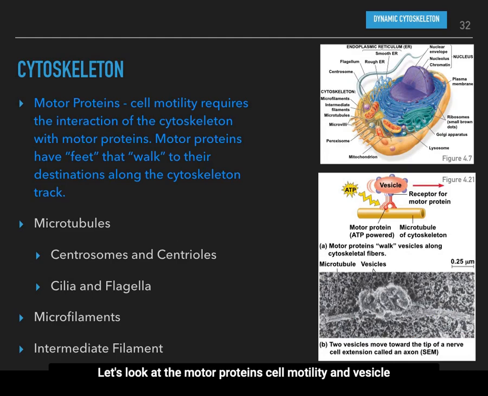Cell motility and vesicle trafficking within the cell requires the interaction of the cytoskeleton with motor proteins. Motor proteins have feet that walk to their destination along the cytoskeletal track. A figure of a motor protein attached to a microtubule is shown on the right. The motor protein resembles an upside-down Y, with the feet attached to the microtubule and the top of the motor protein attached to the vesicle. This allows the vesicle to move throughout the cell to reach its final destination.